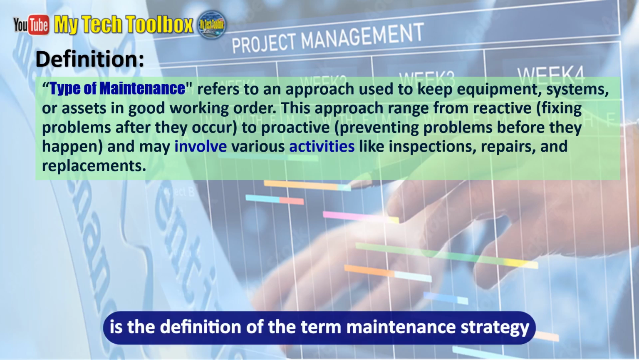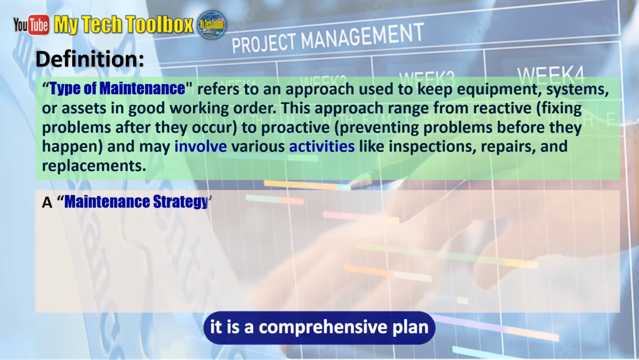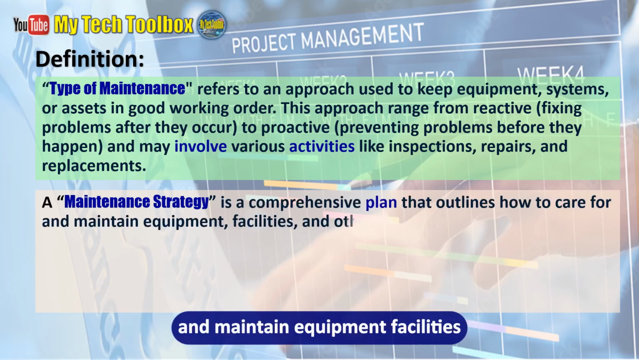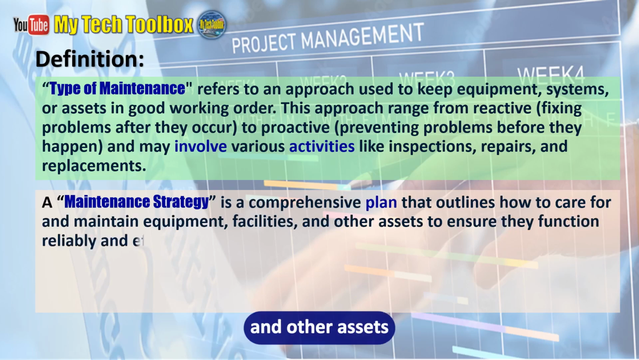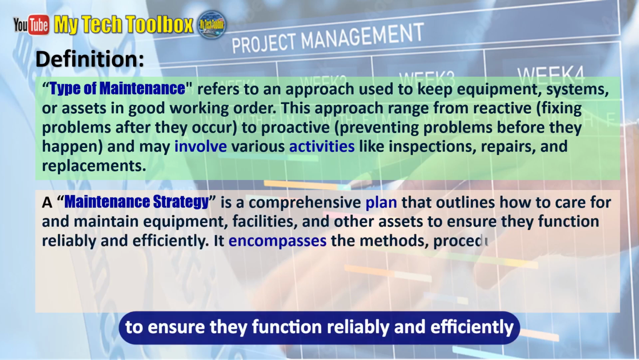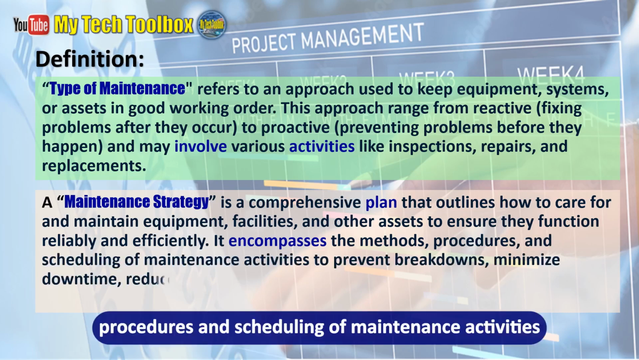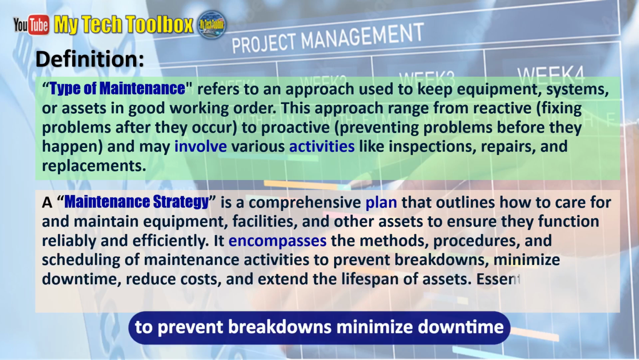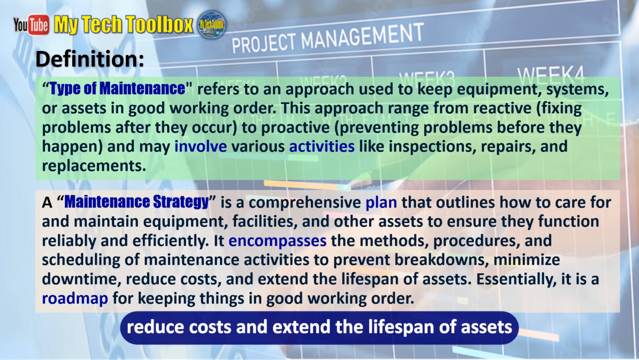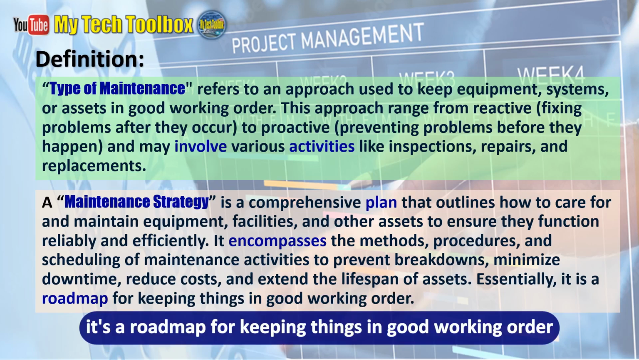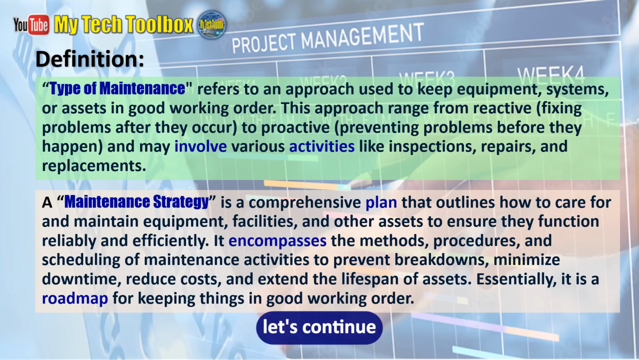Second is the definition of the term maintenance strategy. It is a comprehensive plan that outlines how to care for and maintain equipment, facilities, and other assets to ensure they function reliably and efficiently. It encompasses the methods, procedures, and scheduling of maintenance activities to prevent breakdowns, minimize downtime, reduce costs, and extend the lifespan of assets. Essentially, it's a roadmap for keeping things in good working order. Let's continue.